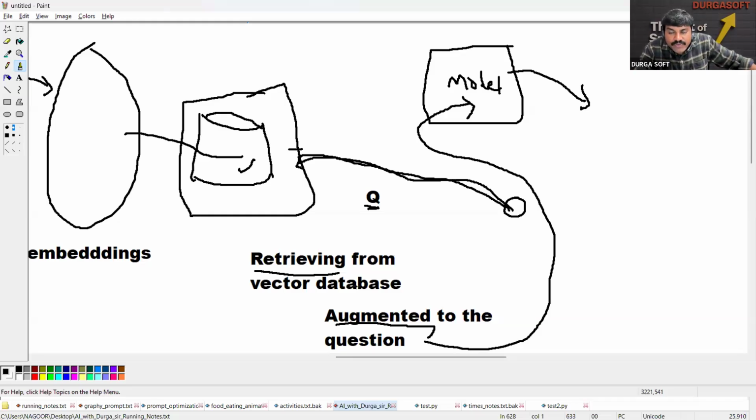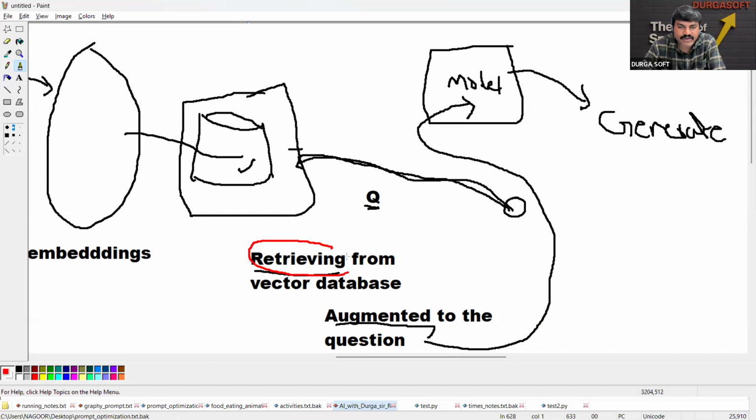If you want this type of thing, then better to go for augmented. Where is better to go for RAG? So RAG here, this model is going to generate my required response. Three words are already there in front of you. What is the first word? Retrieve. Retrieve. From where is it retrieving?